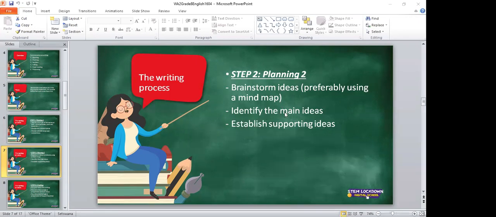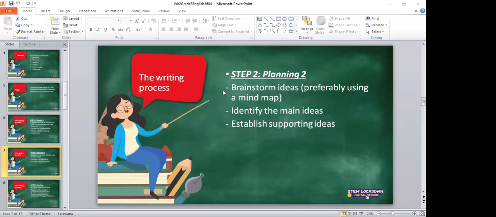So you identify the main ideas of your text. What are the main ideas? What are those most important things? You identify them, and then you also come up with ideas which support your main ideas. Right. So I hope everybody is okay for now.